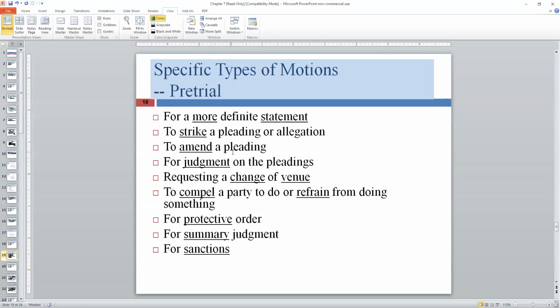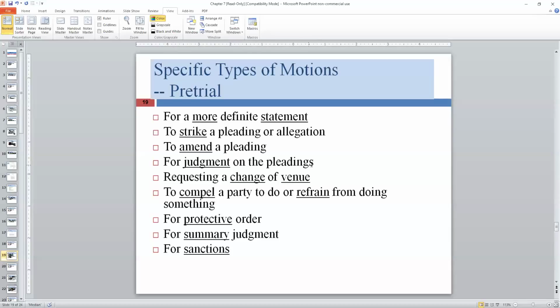We talked when we were in Chapter 5 about the fact that you get one free amendment if you do it quickly enough after you file your complaint. But after that, if you're going to amend it, you will need to move the court for permission. And again, you'd have to confer with the opposing counsel to see if they're willing to stipulate to that or not. So that's a common motion, pretty commonly granted.